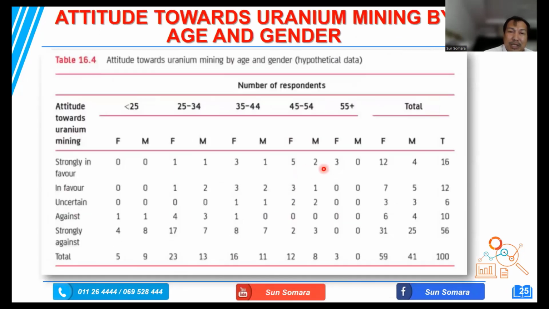Here is an example only, you can see: attitude toward uranium mining by age and gender. So this is just about age. Between male and female, this age, male and female, what are their attitudes here? You can see something here.